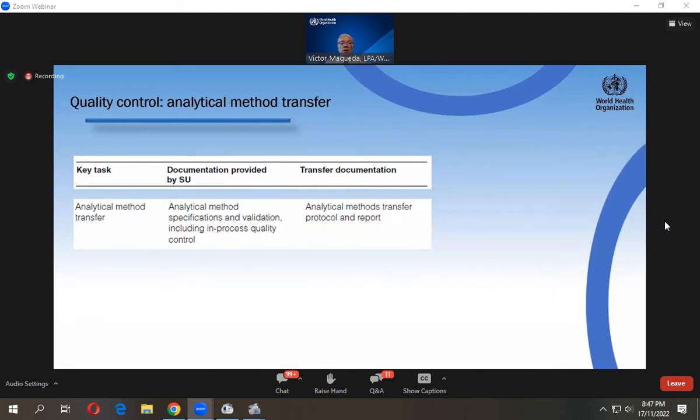Okay, going back to the WHO TRS, we can find the key task, in this case, analytical method transfer. The documentation provided by the sending unit would be the analytical method specs and validation, included in process quality control. Also, right? Not only, this is important, not only the finished product quality control, but also any intermediate quality control or in process also. So it's important to cover all the range in this case. And the documentation would be the analytical method transfer protocol and reports as a minimum. Of course, any other pieces of information that could help the sending unit are applicable.